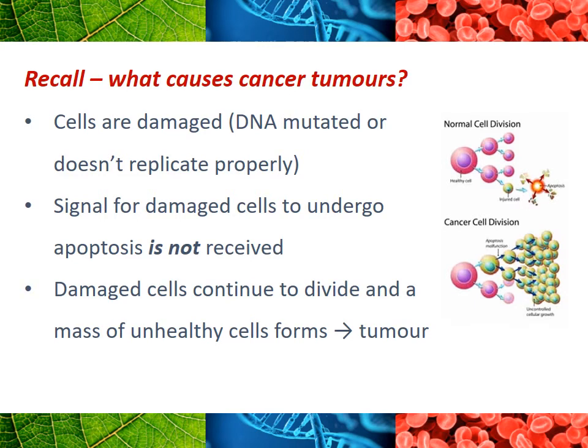Okay, so hopefully you remember that cancer tumors occur when a cell is damaged, which happens quite frequently. DNA might be mutated or it doesn't replicate properly. But instead of being destroyed, like would normally happen, where a damaged cell would go through apoptosis, that message doesn't get received for some reason. So those damaged cells continue to divide, as cells do, and eventually we get a big mass of damaged, unhealthy cells, and that is what we call a tumor.